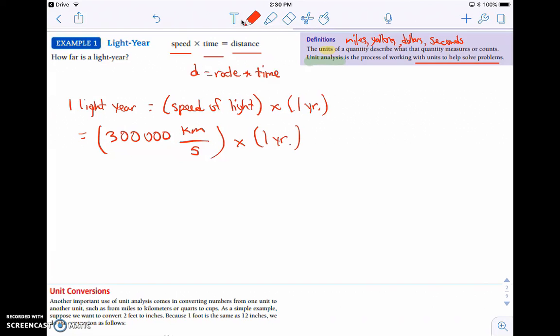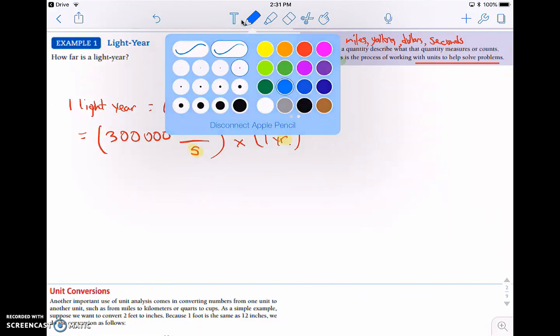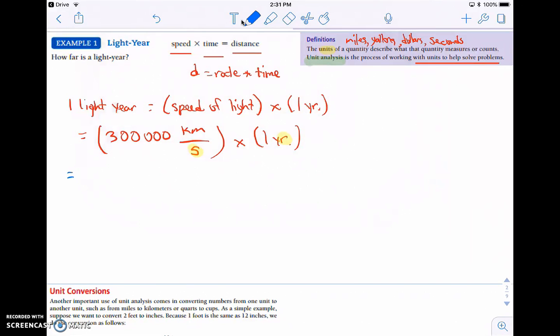Okay. And we want to figure out how many, and we're going to find this out in kilometers and later in miles, but 300,000 kilometers per second times a year. Now notice this is where unit analysis comes in. We're dealing with seconds and years. It's really hard to compare seconds and years together, so we need to get on the same playing field. So we need to either determine how many seconds are in a year or how many years are in a second. And I would recommend going with how many seconds are in a year so you don't get a really small decimal. And I know this is brand new for some of you, but this is just the general process.